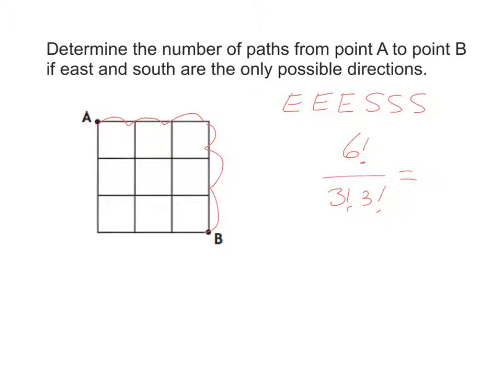Because it's permutation with identical objects, you divide by the number of identical objects factorial. That's equal to 20. So there are 20 different pathways. But I want to show you how you can use Pascal's triangle to come up with the same number.